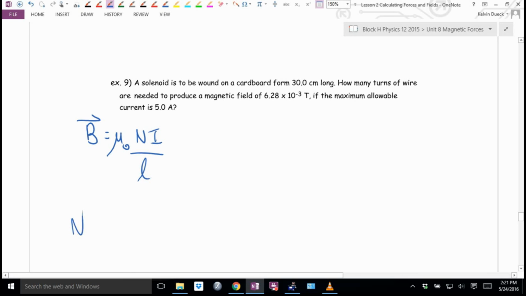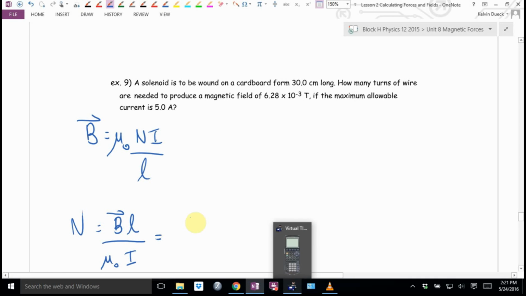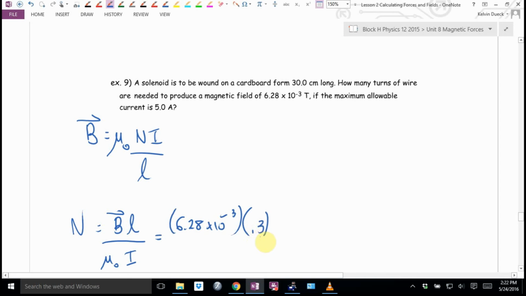So now we can really customize. Apparently it's going to be the magnetic field times the length divided by mu naught and divided by the current. It's going to be the magnetic field 6.28 times 10 to the negative 3, times 0.3, right? Divided by 4 pi times 10 to the negative 7, times 5 amps. How many turns of wire must we build into this if a customer has ordered this solenoid?